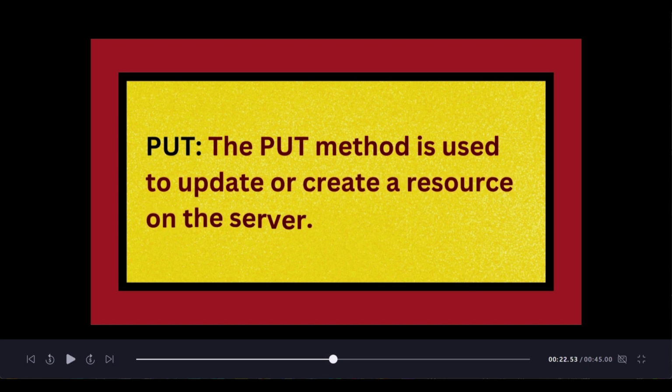PUT. The PUT method is used to update or create a resource on the server. It is idempotent, meaning that sending the same PUT request multiple times should have the same effect as sending it once. When a client sends a PUT request, it specifies the complete updated representation of the resource.